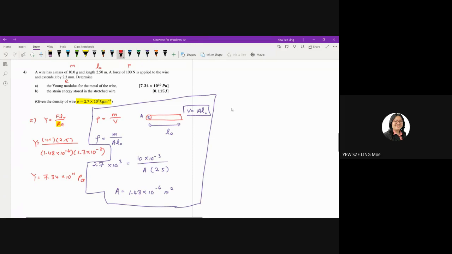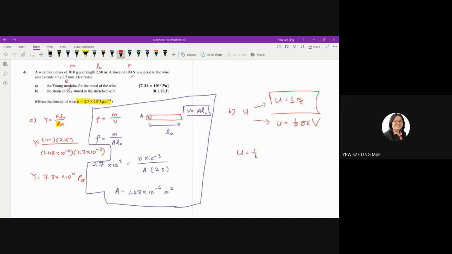So question B. Question B is strain energy. For strain energy, we have two equations. The first one is U equals 1 over 2 Fe, and the second one is U equals 1 over 2 sigma epsilon V, where V is the volume. Now let's look at the question. Given F and e, it will be easier if you use the first equation, since you are given the force and the extension, the elongation.